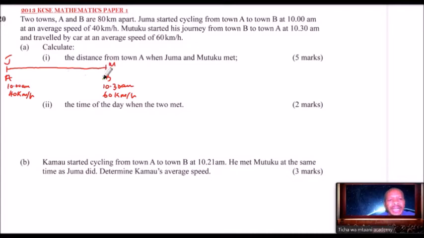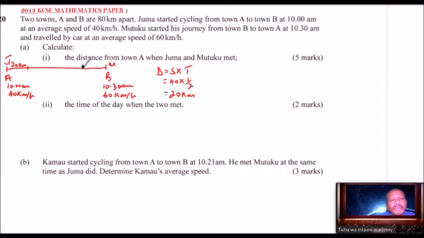You can see here, Juma started 30 minutes earlier than Mutuku. So at 10:30, Juma had covered a certain distance, which we can calculate. Distance is equal to speed multiplied by time. The speed of Juma was 40 kilometers per hour. Time is half an hour, and that will give you 20 kilometers. So by the time Mutuku was starting the journey, Juma had already covered 20 kilometers.